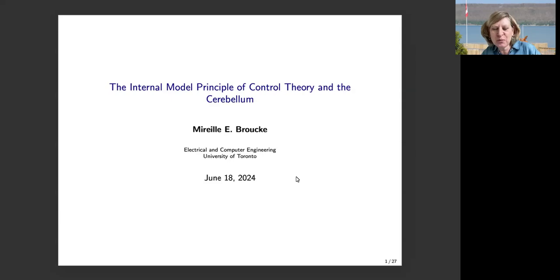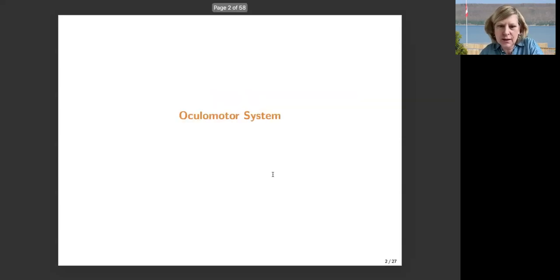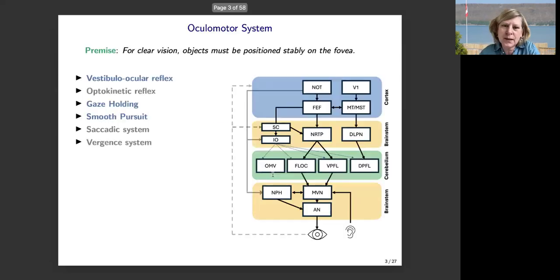Okay, so indeed, I will be talking about the internal model principle. My focus is on the ocular motor system, so we will get right into it. And I have here most or part of the neural circuit that's associated with the slow eye movement systems, which I'm interested to explore from a control theory point of view. And the particular focus then is going to be on these three eye movement systems, the VOR, gaze holding, and smooth pursuit. So I know that this group is an expert on the saccadic system, so that's not going to be covered, although you'll see some of the circuitry for the saccadic system here.